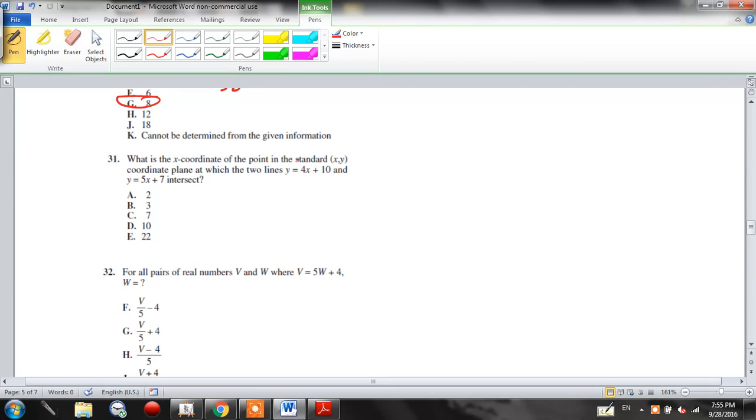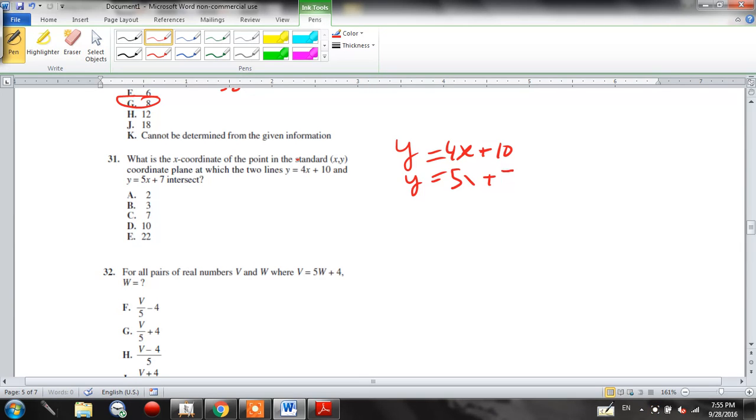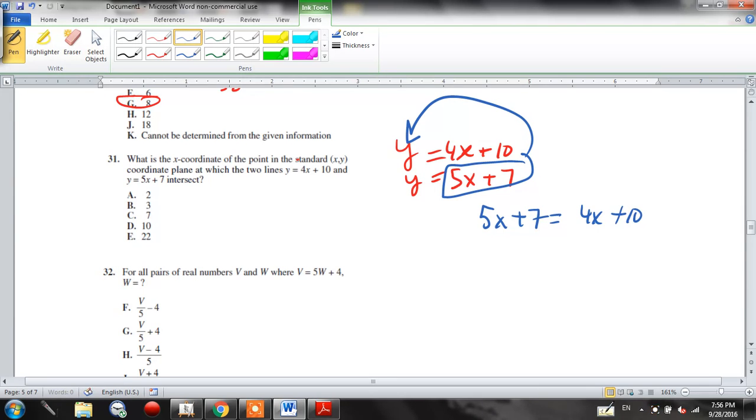31. What is the x-coordinate of the point in the standard xy coordinate plane at which the two lines intersect? Here's y equals 4x plus 10, and the other one is y equals 5x plus 7. Basically, we are asked to solve this system of equations. The best thing is to substitute, I think. You can substitute this over here, so you get 5x plus 7 equals 4x plus 10. Solving this, take this to this side, get x, and take that to that side, get 3. I think that's all they ask for. What's the x-coordinate? You didn't have to solve for y.